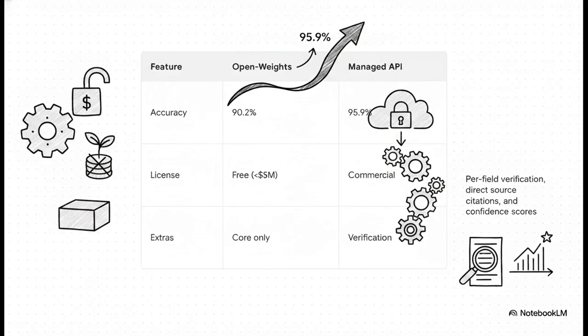But if you're an enterprise needing the whole shebang, Datalab offers a managed API. That platform pushes field accuracy up to 95.9% and bakes in crucial extra features for high-volume batches, like per-field verification, direct source citations, and confidence scores.